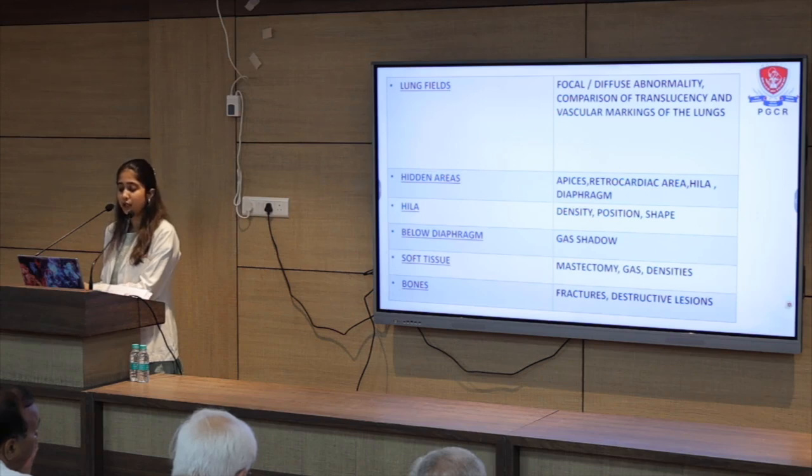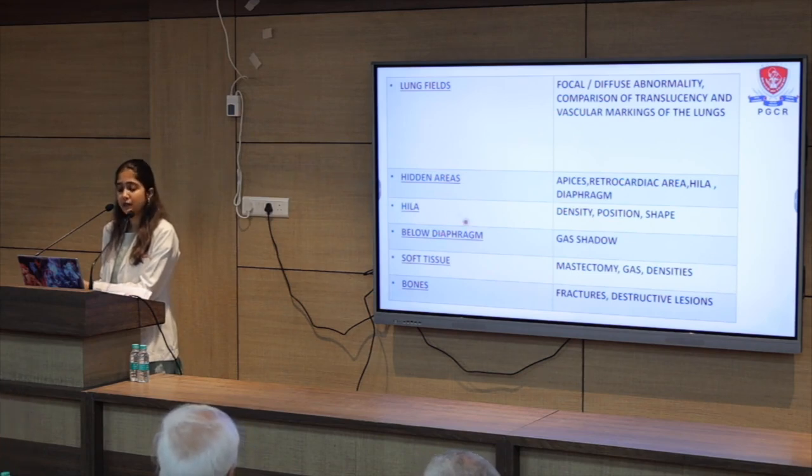Normal is below the left diaphragm, where we can appreciate the gastric bubble. But if free air is there, then we have to determine whether it can be gastric or colon. Colon, yes, colon also. Then in the soft tissue, we have to see if there is any mastectomy or not, so the breast shadow is important. Any gas shadow, metallic density, or any other densities in the soft tissue.